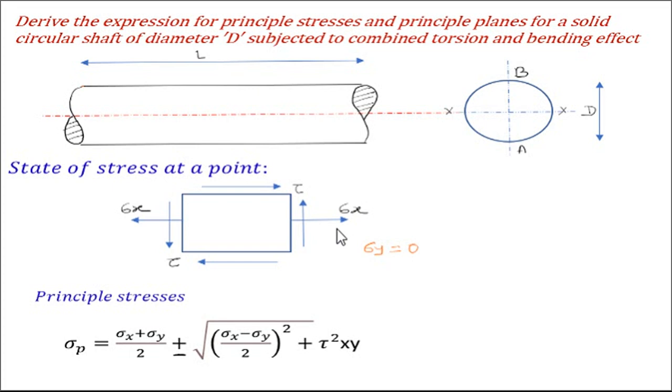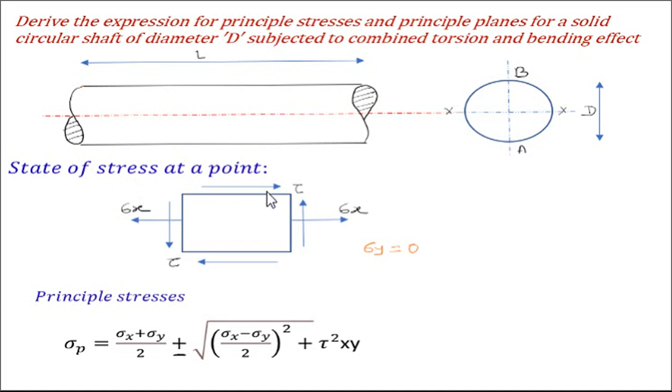So stresses are induced, and we have to derive the expression for the principal stress and the plane on which these stresses are acting. In front of you there is a figure of the shaft whose length is capital L, and the cross section of that shaft is circular, with diameter capital D. First of all we have assumed that direct stresses are acting on this shaft. So this is the state of stress at a point.